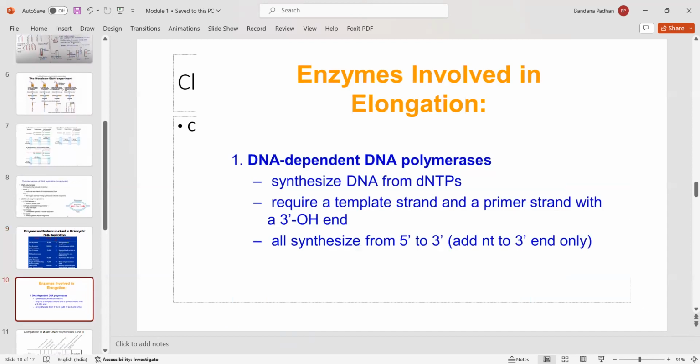So the key enzyme is DNA polymerase, which is a DNA-dependent DNA polymerase, and it synthesizes the DNA from additional dNTPs. It requires a template strand, and the primer is always given by the primase enzyme. The primase enzyme adds a primer to the strand having a 3'-OH, and all synthesis is from 5' to 3'.